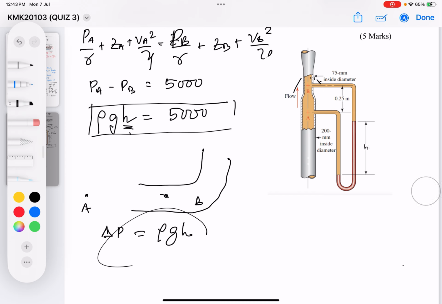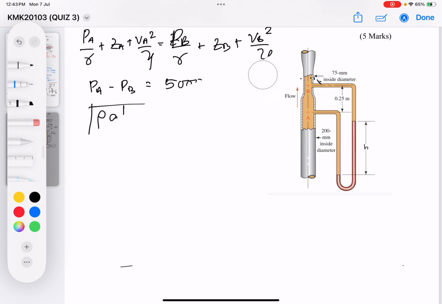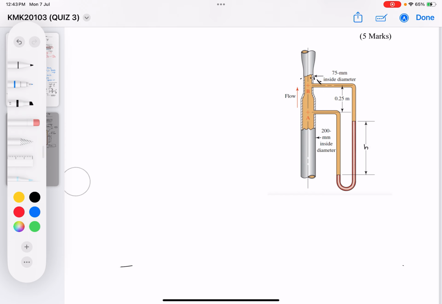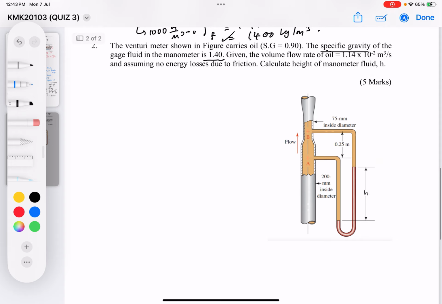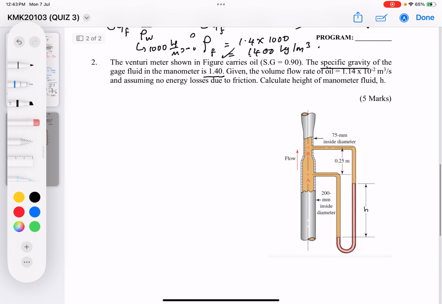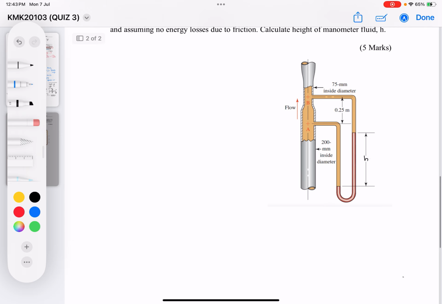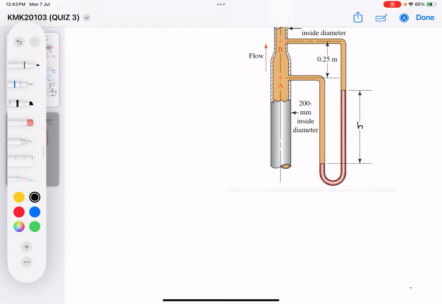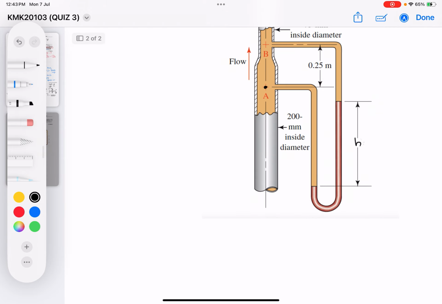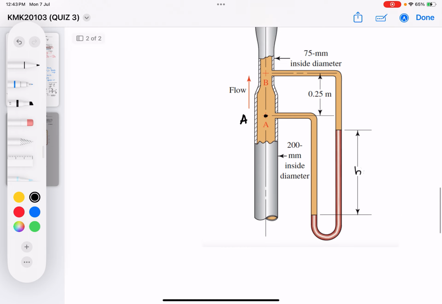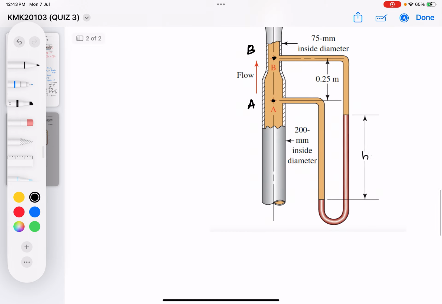I think most of you struggle with how to calculate the pressure difference inside the manometers, which you already covered for quite some time in your chapter number 2. And someone may ask, how do I know which point to select? This one is definitely going to be point A, this one is definitely going to be point B. How do I know which point to select? I cannot just simply select over here.